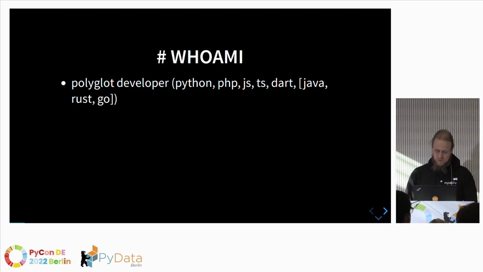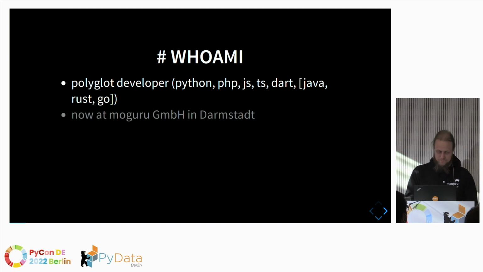Who am I? I'm a polyglot developer, so I like to choose a lot of languages for the goal I have. Recently it's Python, but you see a lot more languages. I put Java, Rust, and Go in small brackets because I don't like Java, and Rust and Go are very fresh. So yeah, it's working, but it's not very senior-like working.